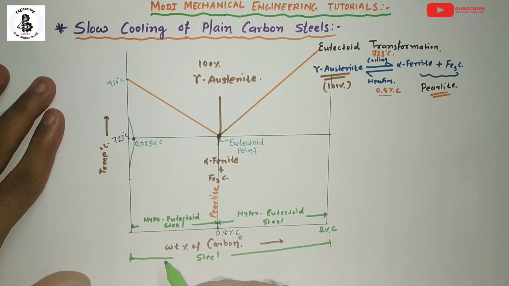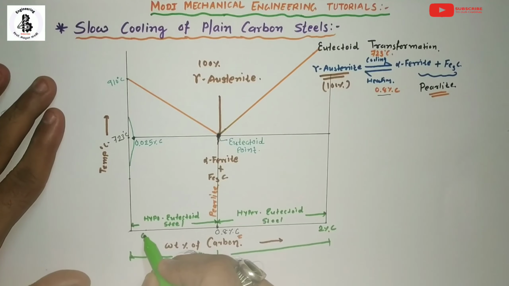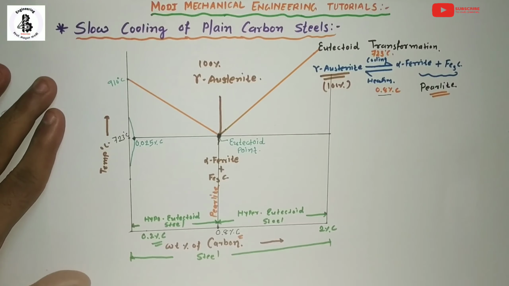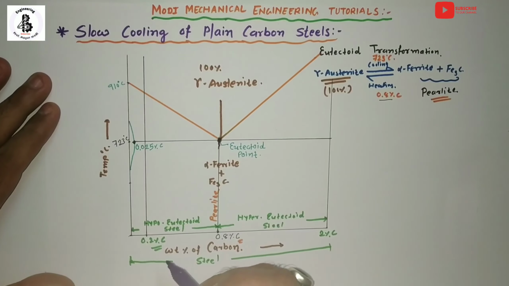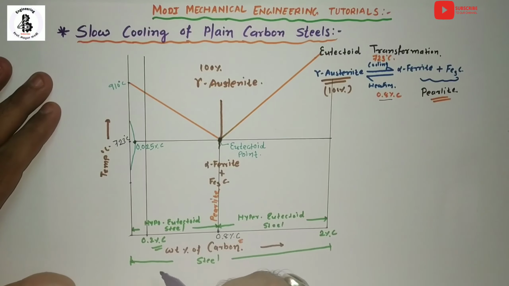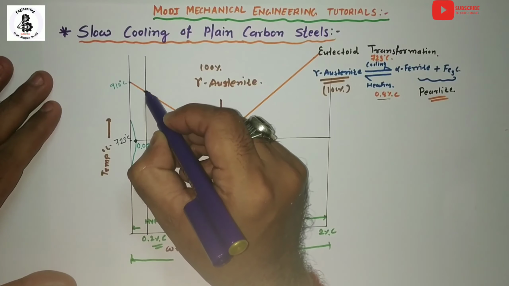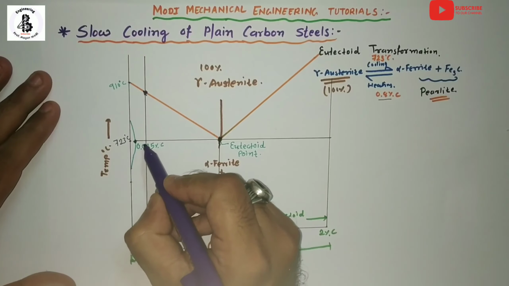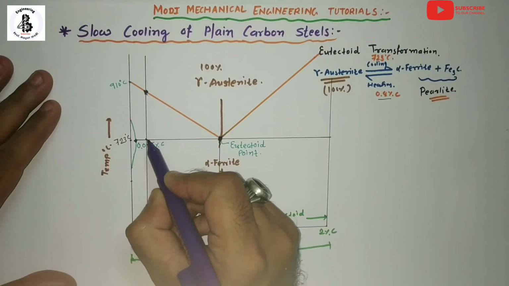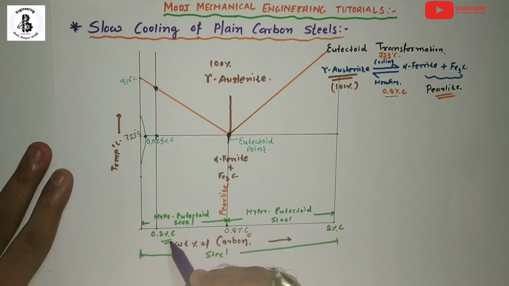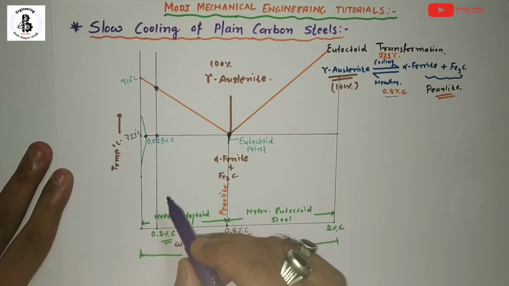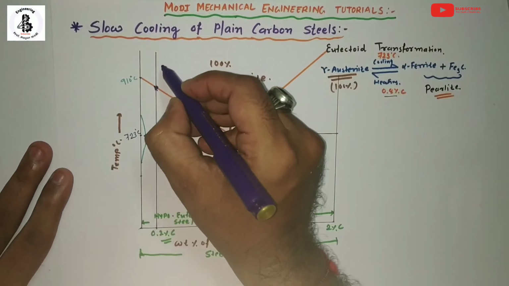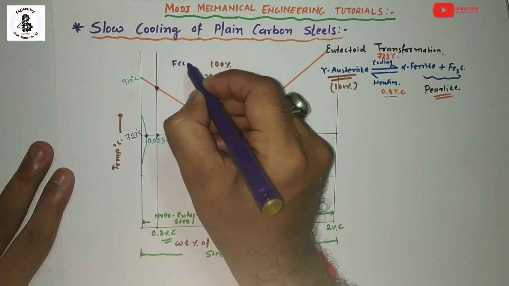So you will make one transformation line at 0.2% carbon. You can see, by making a vertical line at 0.2% carbon, that it will be intersecting the various transformation lines. First of all, it will intersect over here, and after that the eutectoid temperature line. So for 0.2% carbon, that percentage of carbon will be dissolved in the space of the FCC iron. So here it will be the formation of the FCC structure.